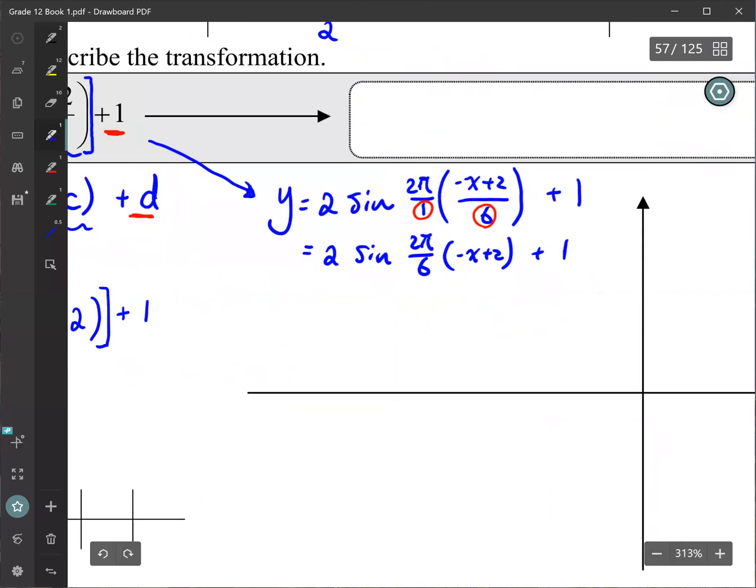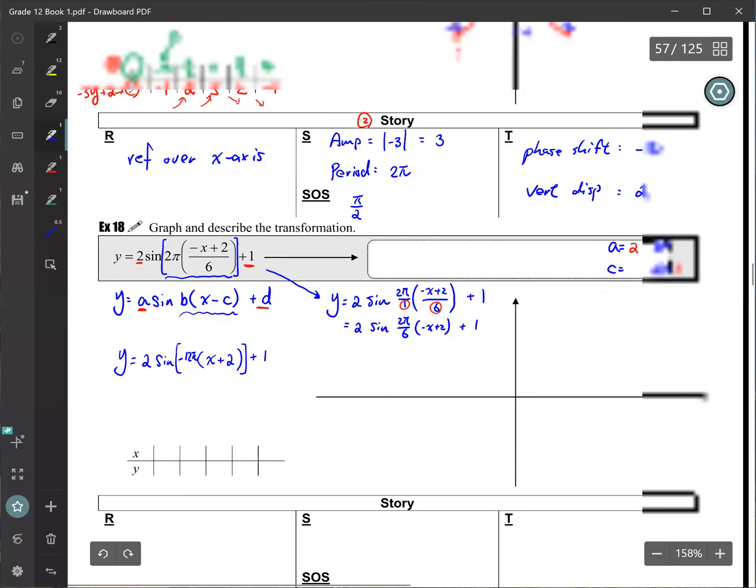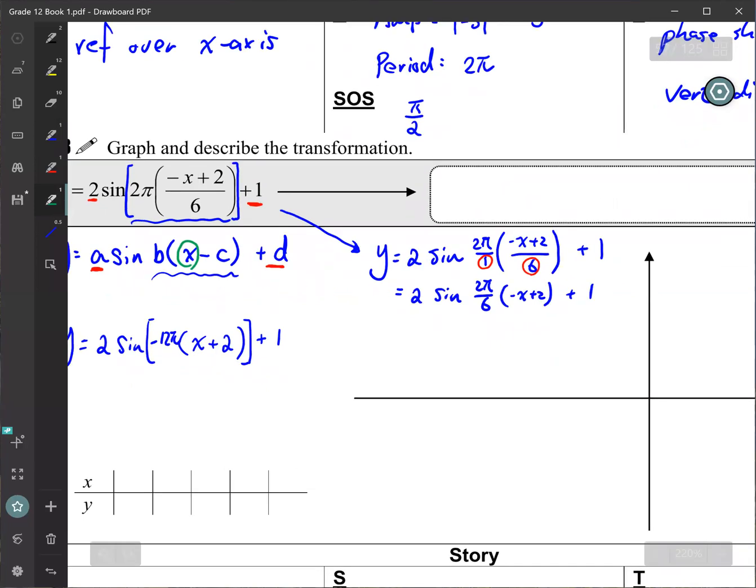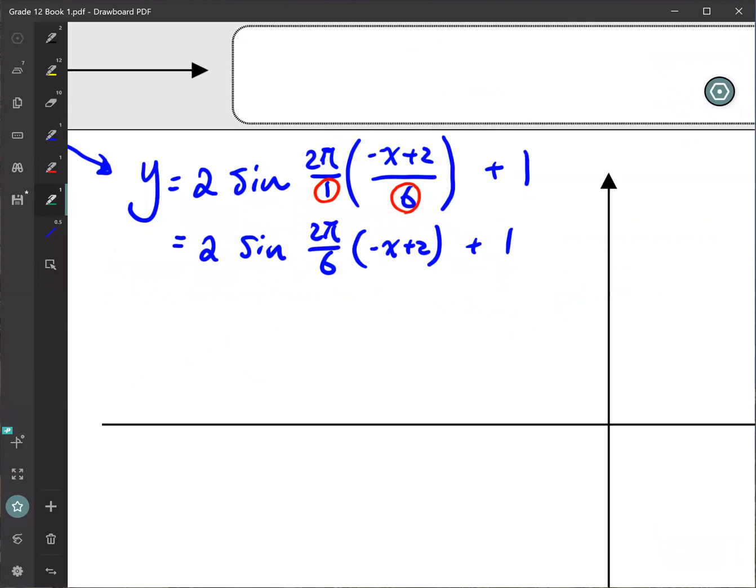Now the next part. We want to check with our ABCD form. You want to make sure the x is clean, that it doesn't have anything attached to it. Is the x clean right now? No. What's sticking to the x? Negative, right? So we need to take out the negative. That's called factoring. So we're going to factor the negative out from the bracket.